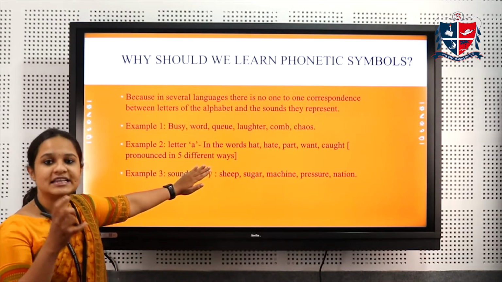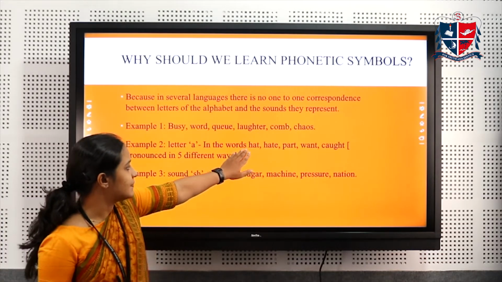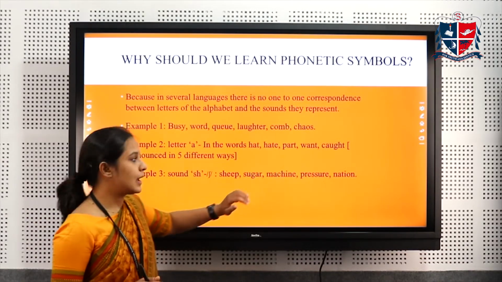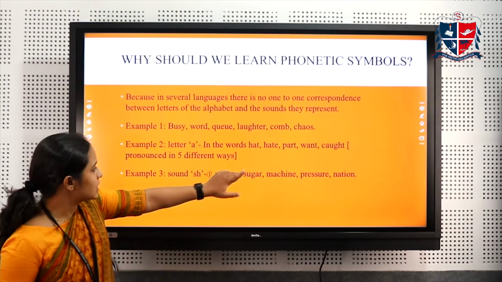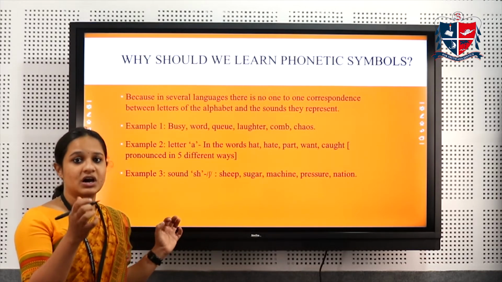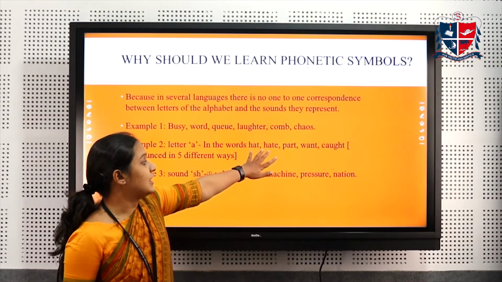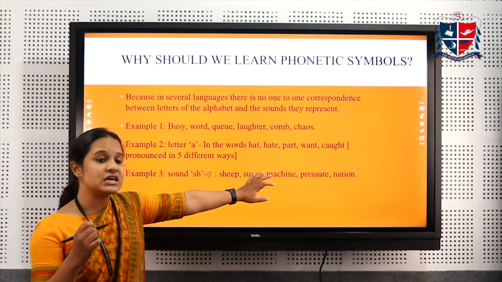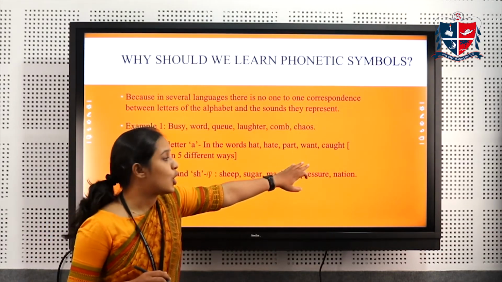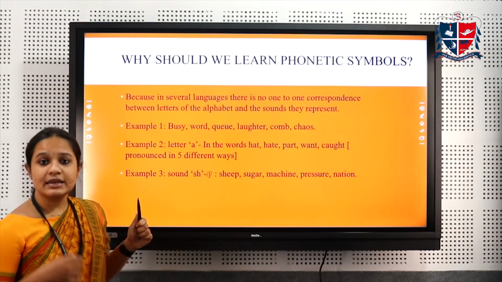So let's see the next example. Let's take the letter A. Okay, the A used in these words. See, hat, hate, part, want, then coat. Okay, we have 5 words over here, but in each word, the pronunciation of A sound is different, right? So in hat, you have A sound. In hate, you have A sound. Then in part, you have A sound. In want, you have O sound. Okay, and in coat, you have O sound. A diphthong is used there.